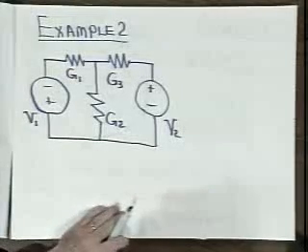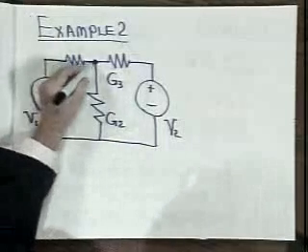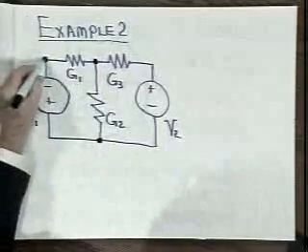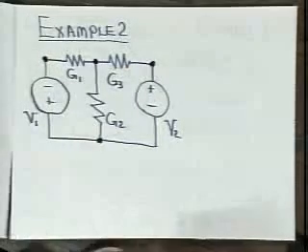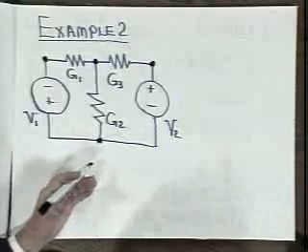Where to put the reference node? There are here 1, 2, 3, 4 nodes in this circuit. I could choose any one of those 4 as the reference node. However, there is a very considerable advantage in choosing as the reference node the node at which 2 voltage sources connect. The 2 voltage sources connect, and that's this one.